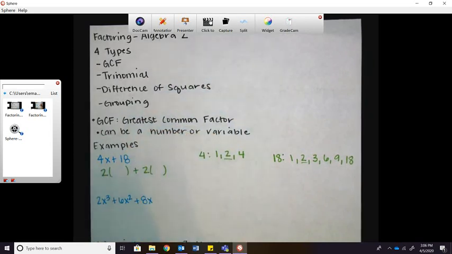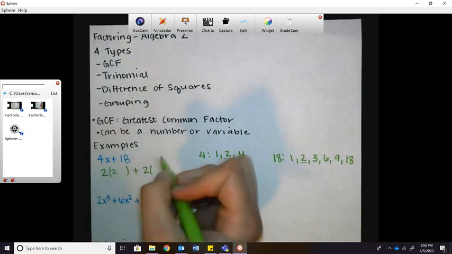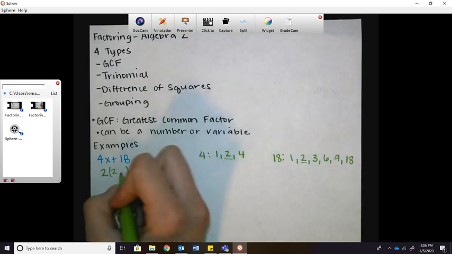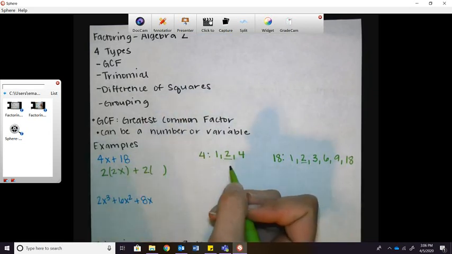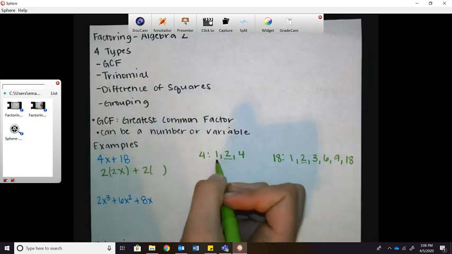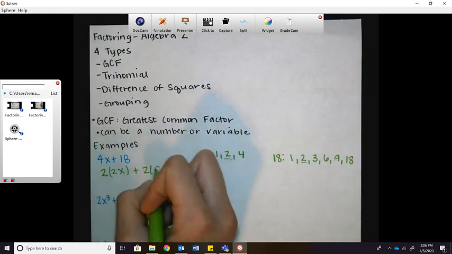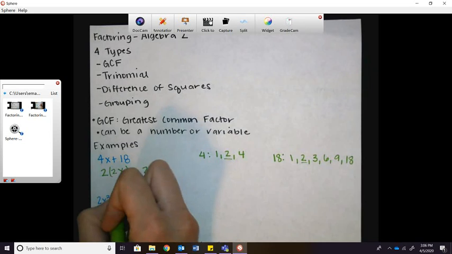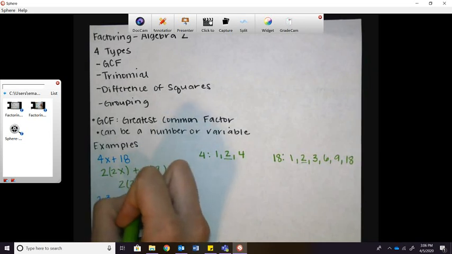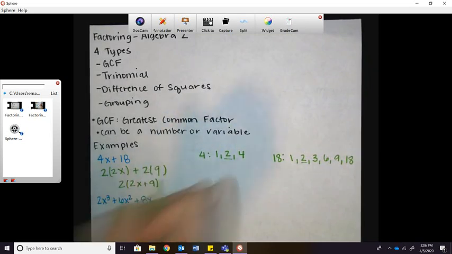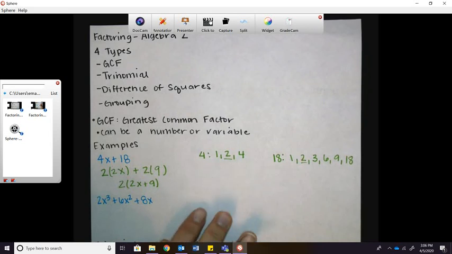So I want you to think what times 2 would make 4x. We would obviously need a 2 here because 2 times 2 is 4, but we also need to place our x. We're going to look at 18. You can also think about 18 divided by 2 is what? And that is 9. I'm going to combine my parentheses set and get my GCF factoring. Remember, you can always distribute back to get back to your original.